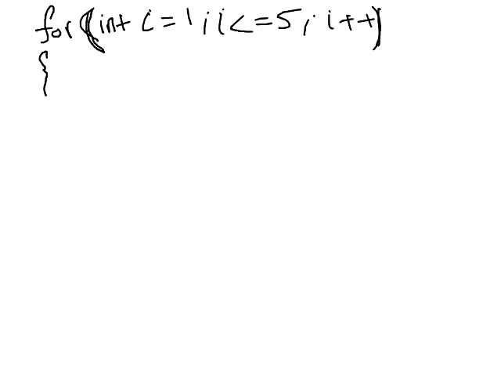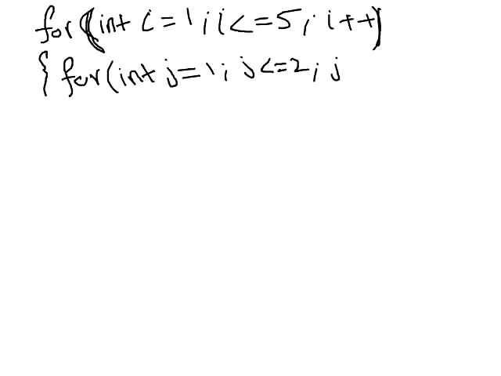We'll have the nested for. We'll have another for loop: for int j equals, let's call it 1 again, to the value of j less than or equals to, j plus plus. Okay, so we incremented this.